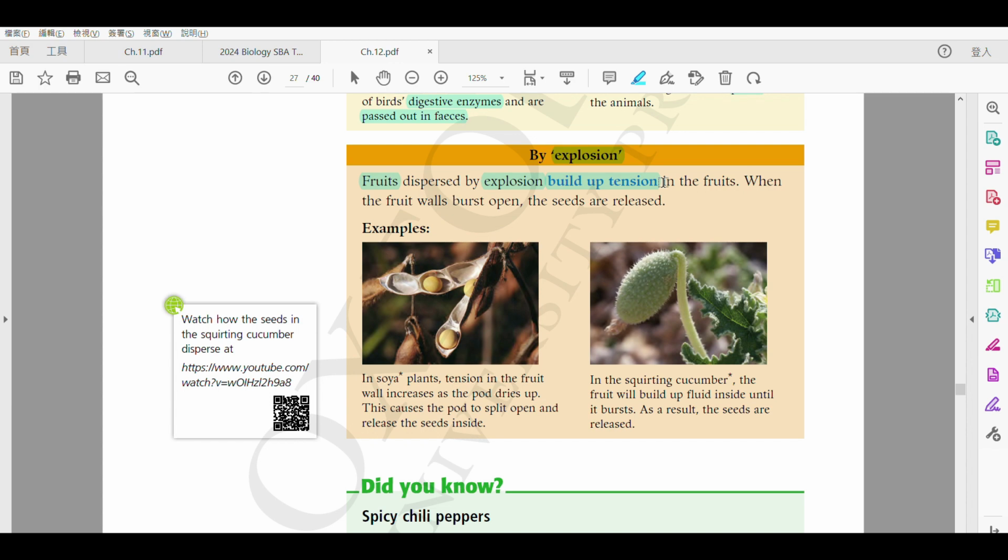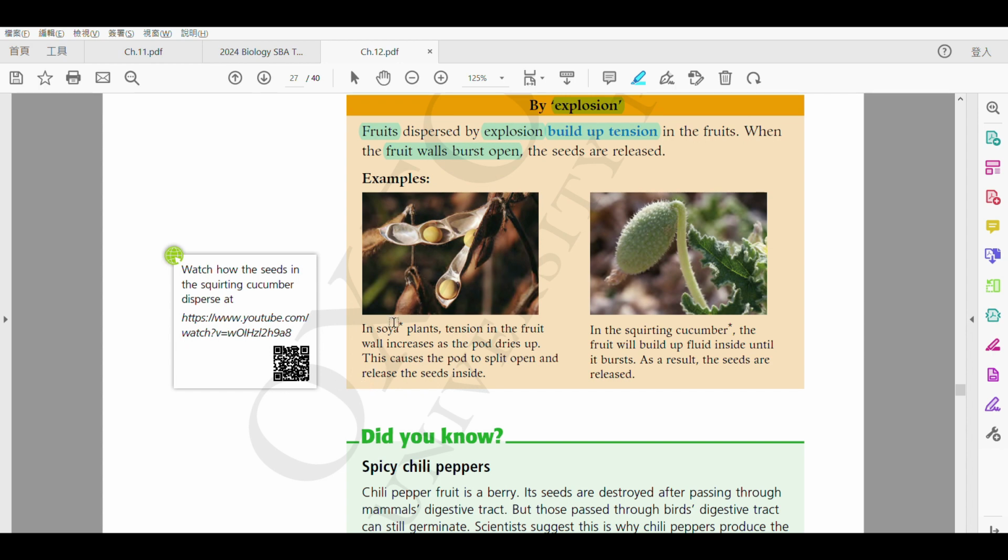build up tension, a kind of pressure, OK, a force. So they will build up a tension in the fruits and this will cause explosion. So we will talk about how this tension builds up. Okay? Finally the fruit wall will burst open and release the seed.